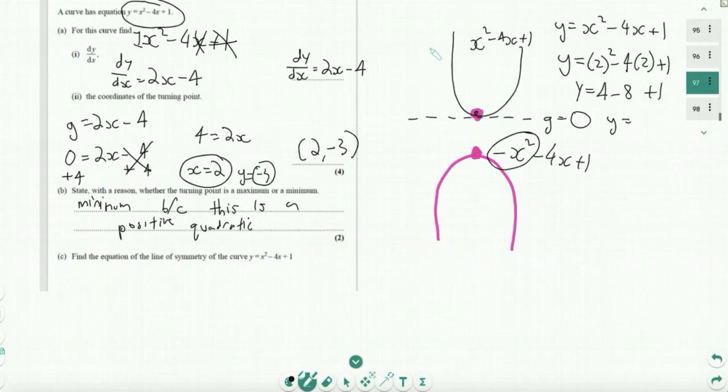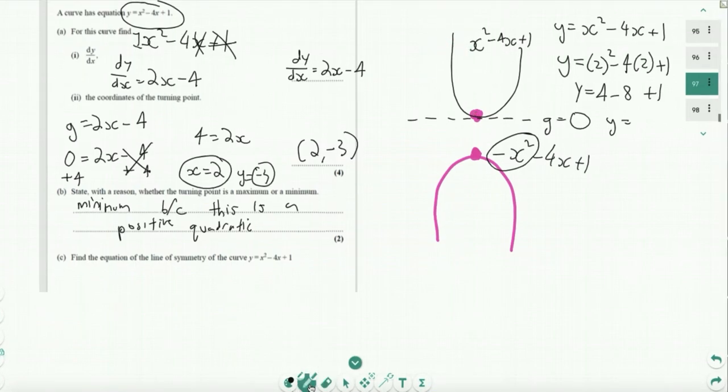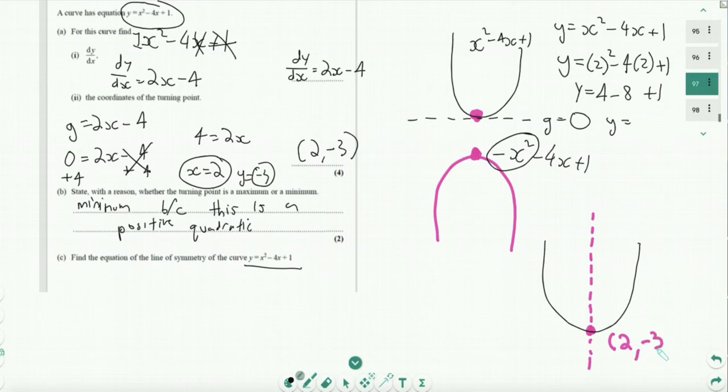Now, find the equation of the line of symmetry of y equals x squared minus 4x plus 1. You guys, you want to draw out your equation again. So it's a U-shaped graph. And if you were to draw a U-shaped graph, the line of symmetry just basically penetrates right down the middle. And the line of symmetry always cuts through the turning point. Our turning point was 2, -3.